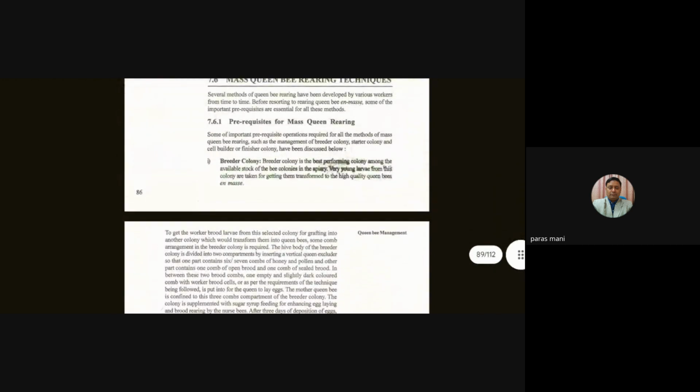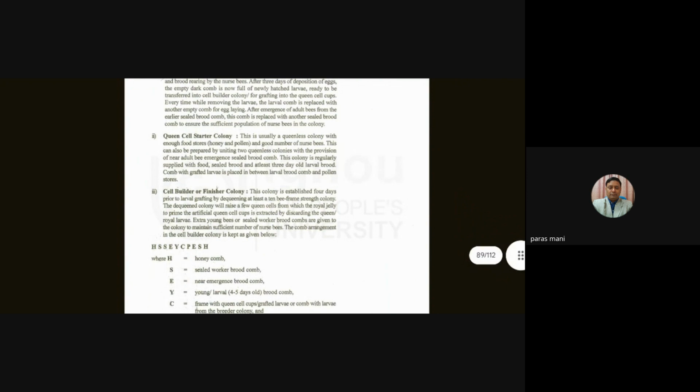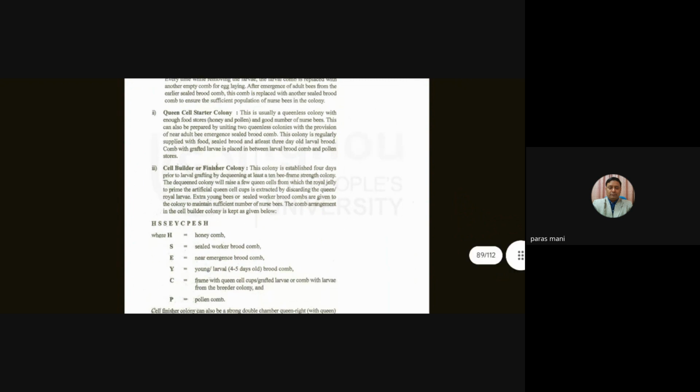These are the 3 prerequisites. That is, the breeder colony you must have, then the queen cell starter colony you must have, then the cell builder or finisher colony, where the queens are introduced. These 3 types of colonies you must have.